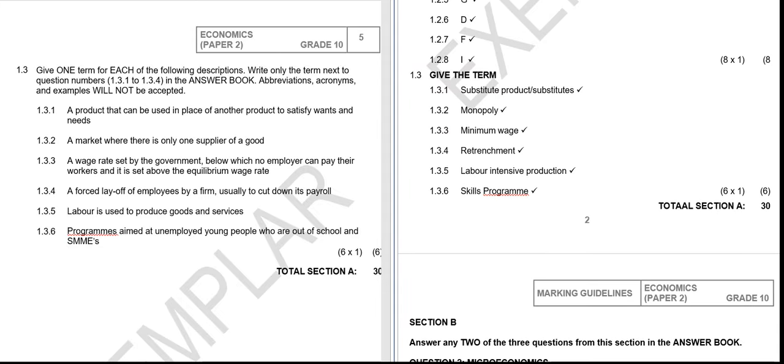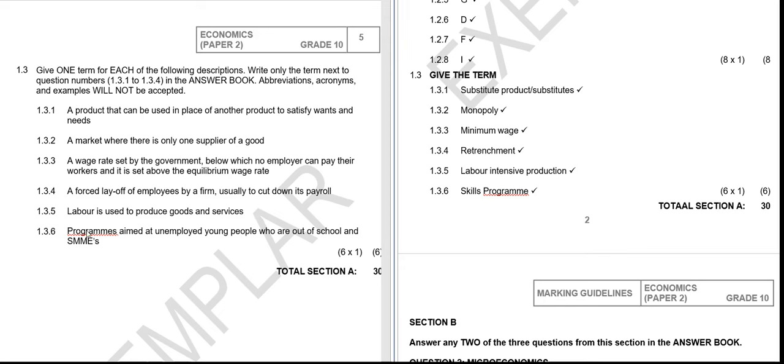Then from there we move on to the next question, a market where there is only one supplier of a good, which is a monopoly. Then we go to a wage rate set by the government below which no employer can pay their workers, and it is set above the equilibrium wage rate. So this is the minimum wage. And 1.3.4, a forced layoff of employees by a firm, usually to cut down its payroll. It is a retrenchment. And then labor is used to produce goods and services. So we're talking about labor-intensive production.